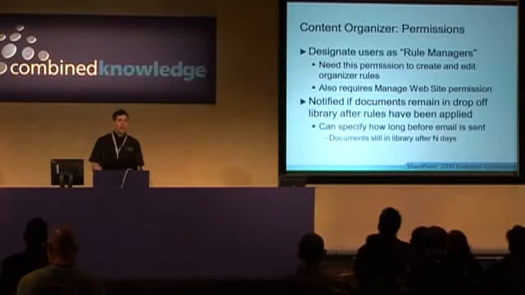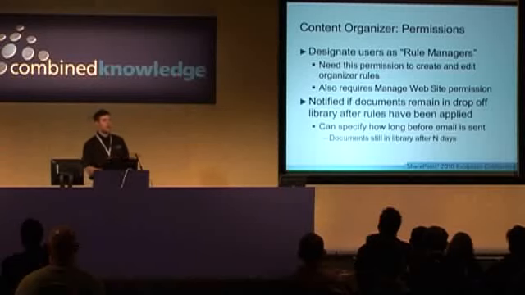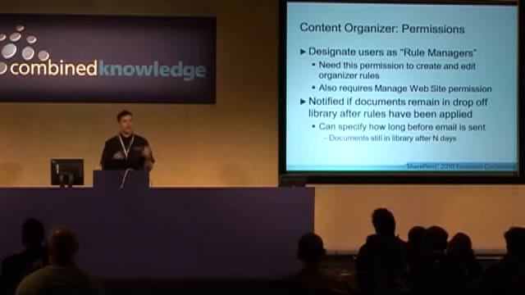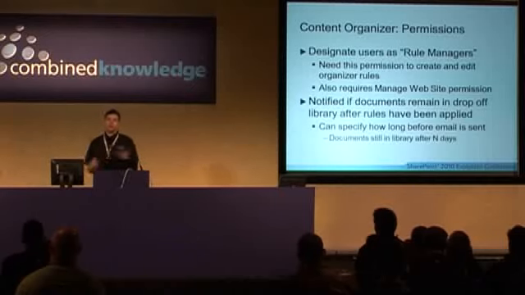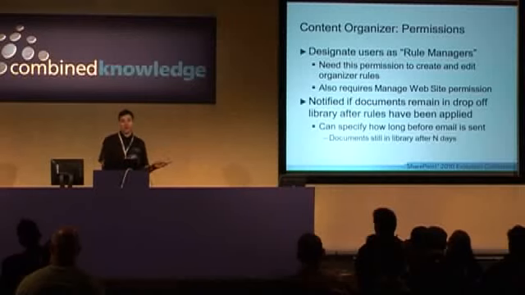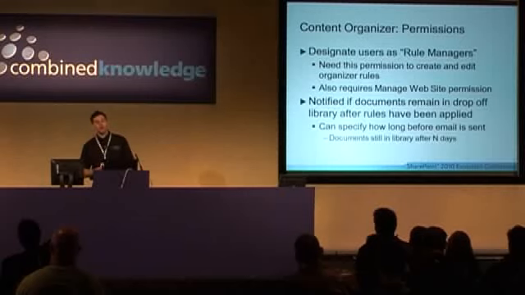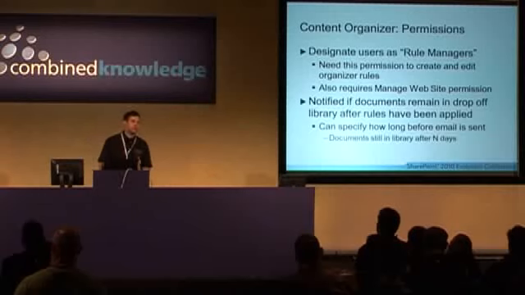We can define rule managers at the content organizers. Where we generate these content organizers, we can delegate the management of this content out to these rule managers. This is what I was talking about when it comes to records managers. They can come through and define their file plan. It's not your responsibility to be going in and changing these rules for them. They can be devolved and have the permissions to do that themselves. A key element here is that they also need the manage website permission, so it's not just the rule managers group that they need to be added to.